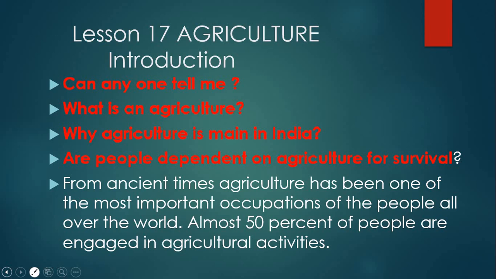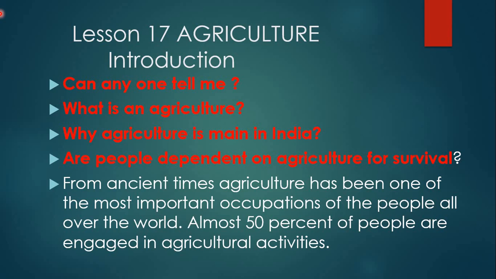Almost 50% of people are engaged in agricultural activities, of course. So then only our country can lead ahead. 50% means almost half of the people in our country or in the world are depending on agriculture.